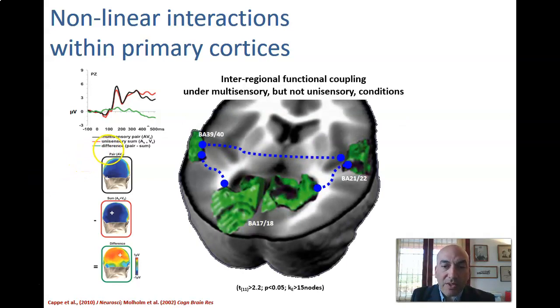We can also use distributed source estimations and their statistical analysis to demonstrate that these nonlinear interactions are occurring first at these early latencies of 60 to 95 milliseconds within primary auditory and primary visual cortices bilaterally, and moreover that these regions or source estimations are themselves functionally coupled under multisensory but not unisensory conditions. So using both fMRI and EEG, we now demonstrate convergence and integration.